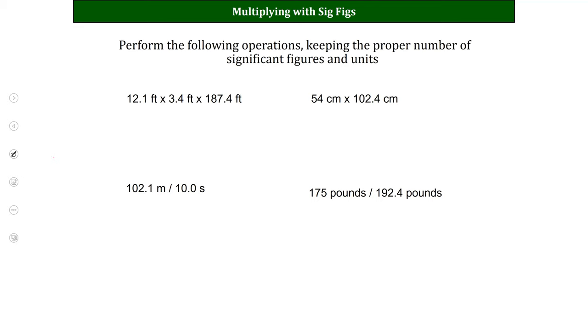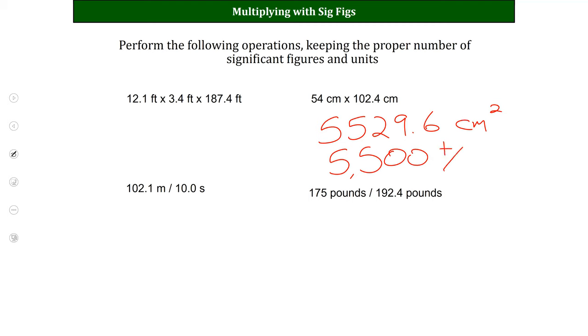What do we get here? Something around 5,000? 5,529.6 centimeters, what? Squared. Two powers of centimeters, so centimeters squared. And how many sig figs do we get to keep? Just two. So we get 5,500, plus or minus 100, if we're writing it all the way out.